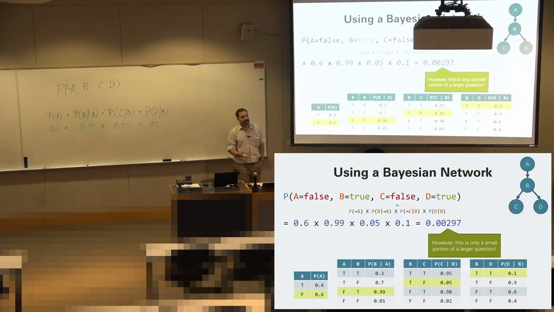So this is where I did that calculation. I plugged it in. We got our value. But that's just a small piece of the puzzle, right? That's just one value. That didn't really help answer any questions. Just what's the probability of all that? Okay, it's a low probability chance of happening.